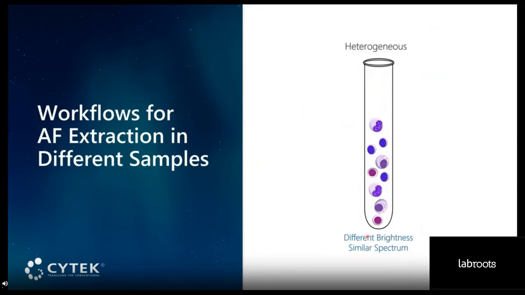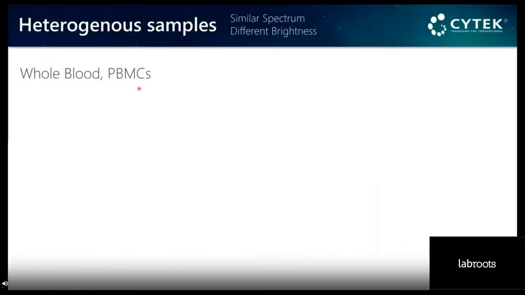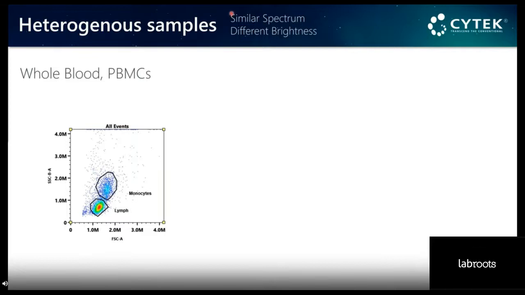So extremely critical and easy if you have a homogeneous population. If you have a heterogeneous one, now it's going to depend on how different those cells are in brightness and spectrum. The case for PBMCs, peripheral blood mononuclear cells, is they tend to show differences in brightness but similar spectrum. Let's look at the scatter profile, lymphocytes and monocytes.